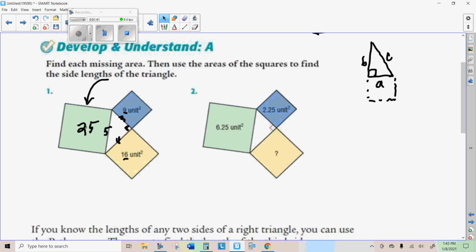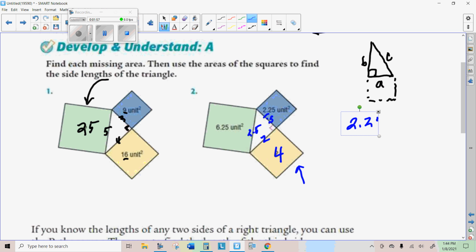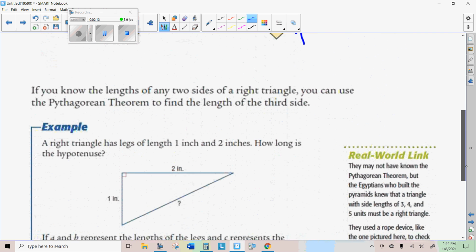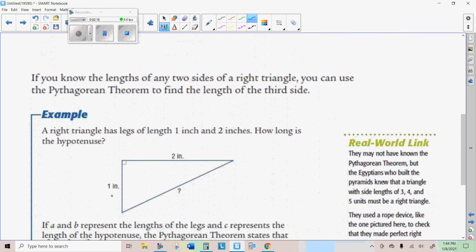Fill in the missing parts and the missing side lengths. I hope that you noticed that this square here is one of the smaller squares off of a leg. So if you add 2.25, the area of the smallest square, plus the area of the middle-sized square, 4, it has to equal the area of the largest square, which is 6.25. Then if you take the square root of those, you get the side lengths, 1.5, 2, and 2.5. So if we know two sides of the right triangle, we can find the missing side.